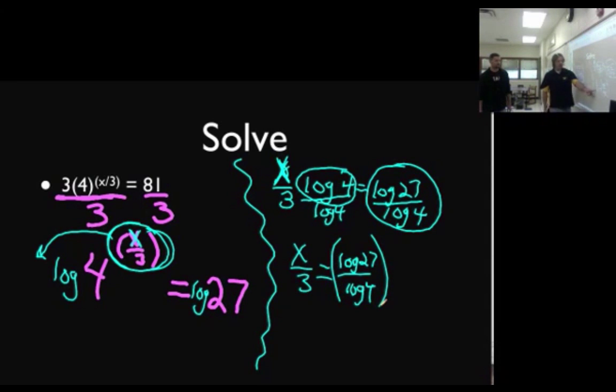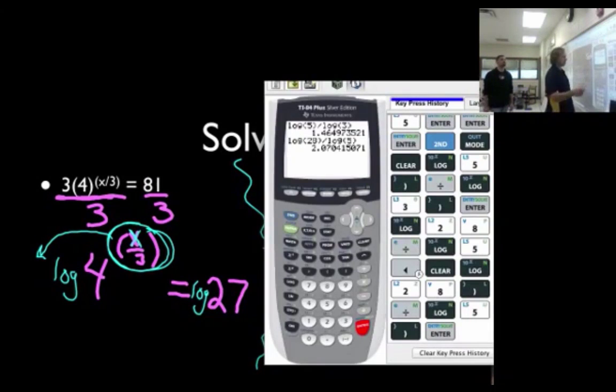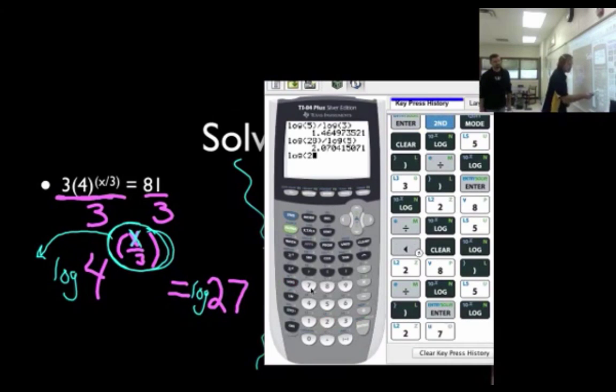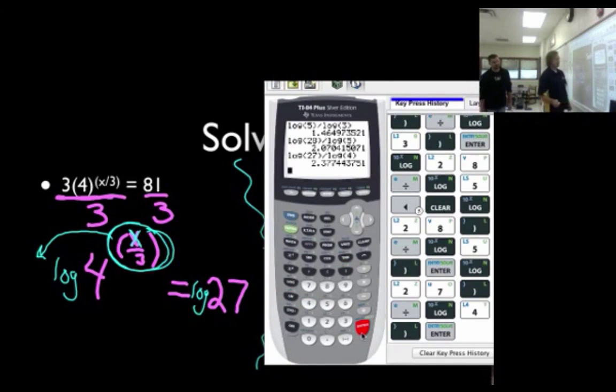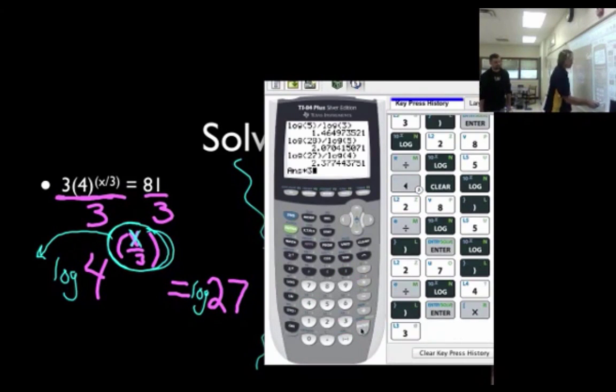How do I get this 3 out of there? If I'm dividing by 3, I think to undo that, I've got to multiply both sides. Yeah, the opposite of divide is multiply. So we'll multiply by 3. Those are gone. So it looks like log 27 divided by log 4, times 3. Log 27 divided by log 4 is then times 3. 7 point whatever. And again, I wouldn't have got that on guess and check.